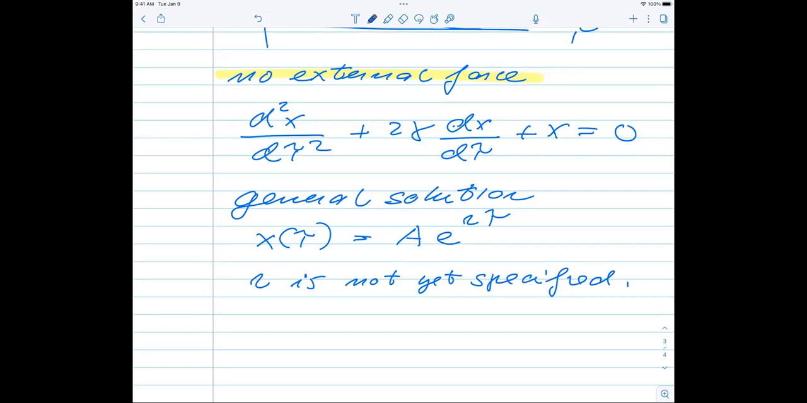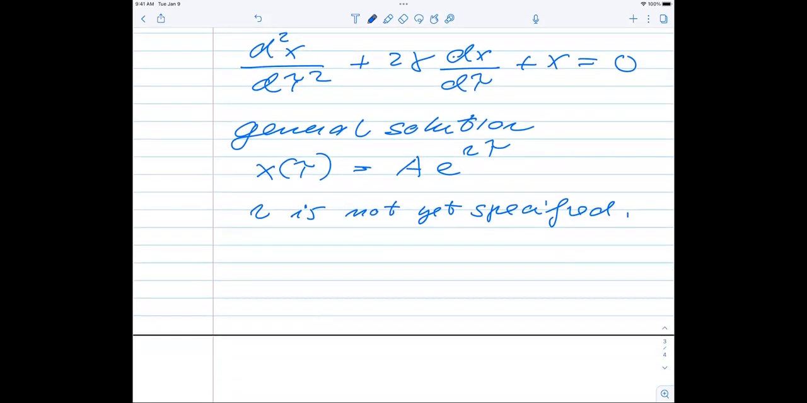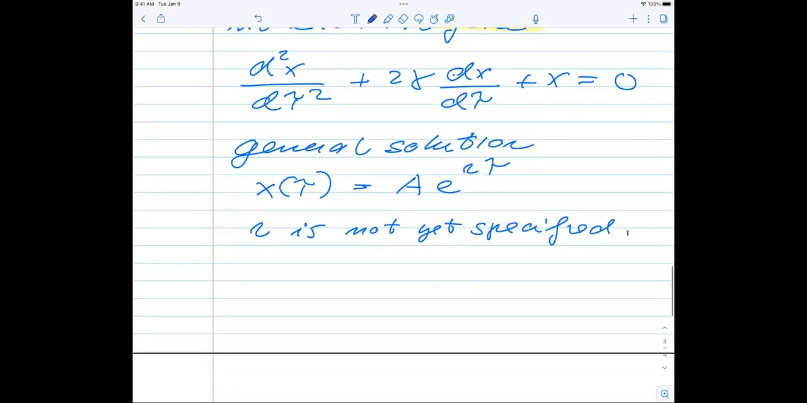So let's plug it back into the equation. We take the derivatives, and if we take the derivative of this solution, we will obviously get the first derivative, then the second derivative, and then we have the first derivative and plus x. So if we do that, we are going to get the following. We will get A times e to the R tau.